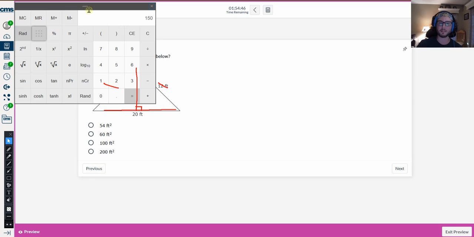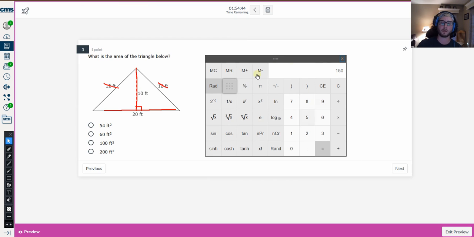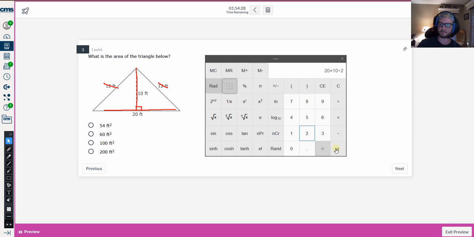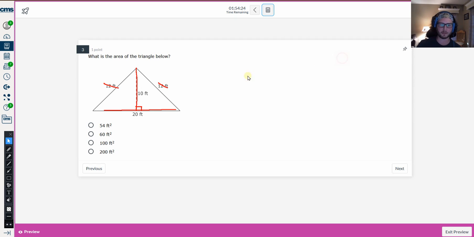And again, this is a triangle, so we will have to multiply 1 half times the base times the height. So go ahead and type that in. So the base times the height and divide by 2. And I get 100 for this one. So number 3, the answer we were looking for was 100.